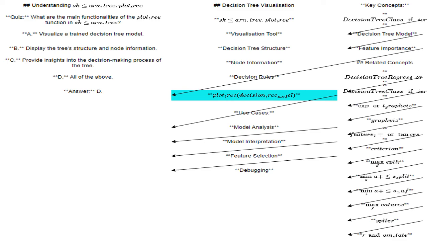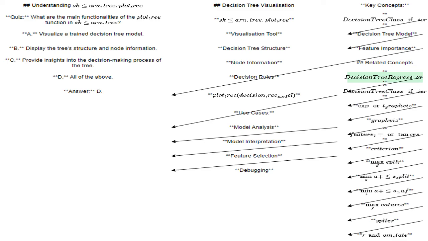What are the main functionalities of the plot tree function in sklearn.tree? Visualize a trained decision tree model. Display the tree's structure and node information. Provide insights into the decision-making process of the tree. All of the above. A. Visualize a trained decision tree model. True. The plot tree function in sklearn.tree is specifically designed to visualize the trained decision tree model.